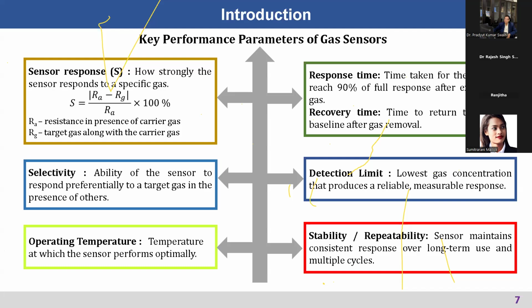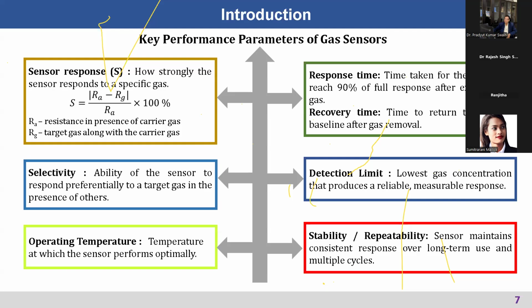The next one is the response time. The response time is the time taken for the sensor to reach 90% of its full response. This is an important parameter, because when you expose the sensor to a gas ambient, it defines how quickly the sensor responds to the target gas. In addition there is the recovery time: when you remove the gas, the sensor should go back to its original state. That's called recovery time.